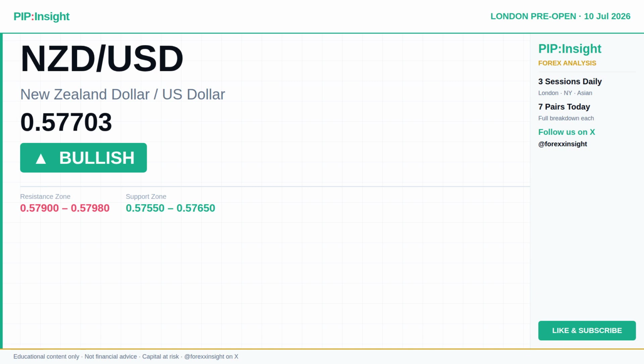Kiwi dollar. The chart is showing bullish structure on this session. The 4-hour trend is to the upside and the 1-hour is also pointing higher. Resistance is marked between 0.579 and 0.5798. Support is marked between 0.5755 and 0.5765. Here is the full chart breakdown.